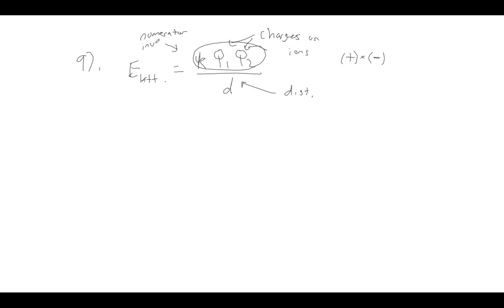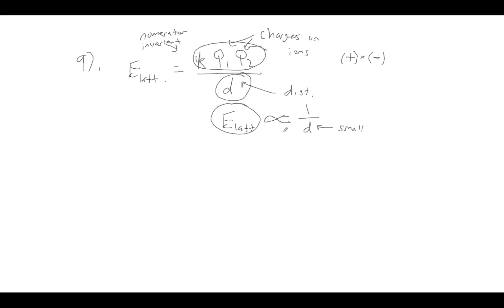The numerator is invariant, i.e. it doesn't change. What changes is the distance between ions, so we have to use an ionic size argument, right? So let's think about this. The magnitude of the lattice energy is inversely proportional to the distance between the ions. So if the ions are very small and can get close together, this distance is small, and that makes the magnitude of the lattice energy actually pretty big, and vice versa.